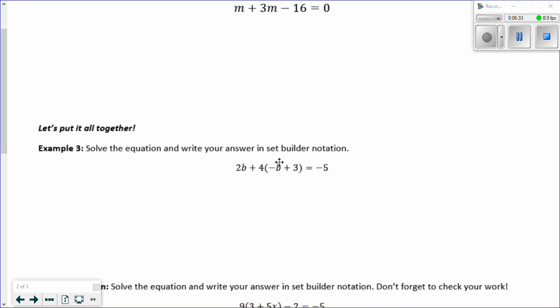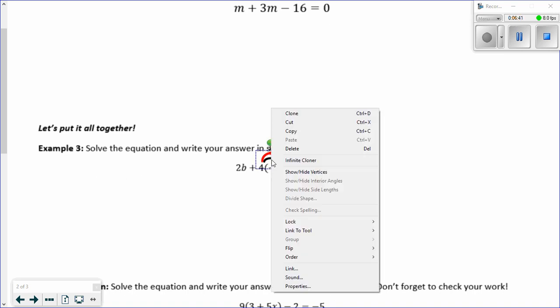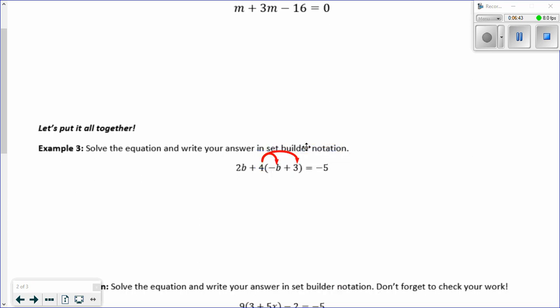So the first step to do is to distribute this 4 to both. Ooh, why did I make one red and one not? That's weird. Interesting. So I'm going to distribute the negative b, or sorry, the 4 to the negative b and to the 3. So now I have 2b minus 4b plus 12 equals negative 5.